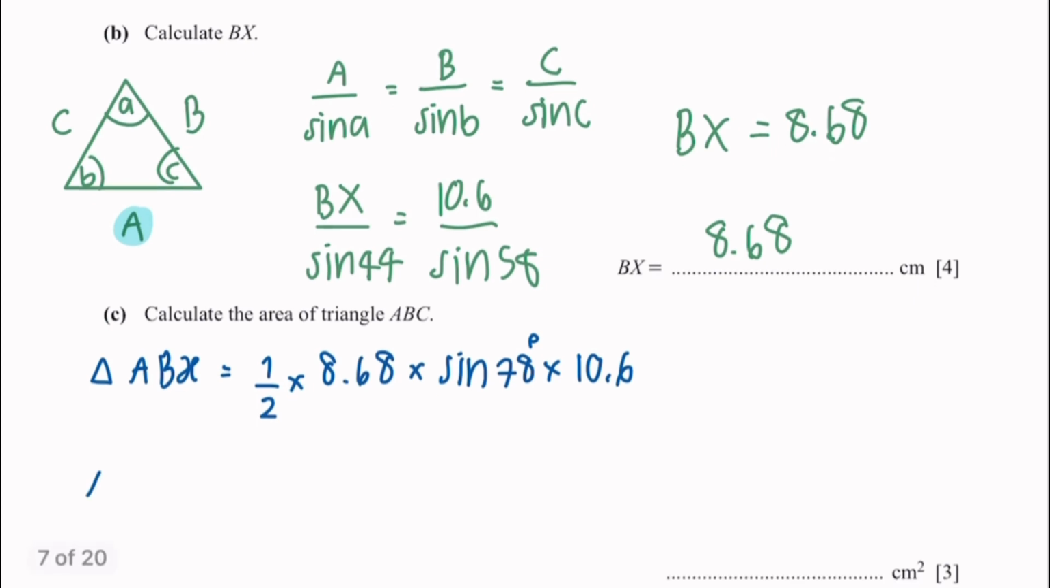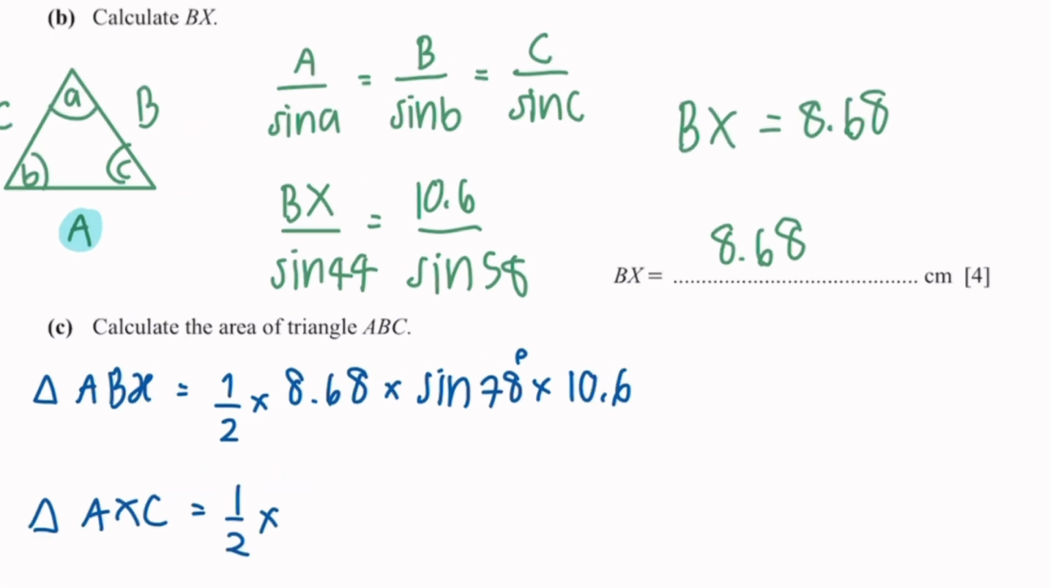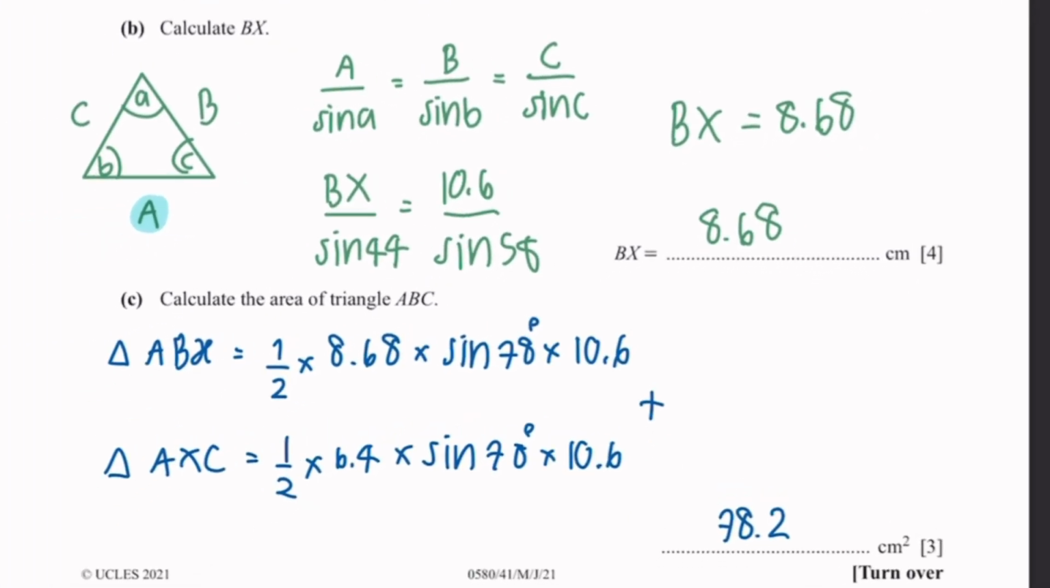And for the value of triangle AXC, 1/2 multiplied by the base length, which is 6.4, multiplied by its height, which is the same as the triangle ABX, sin 78 multiply 10.6. If you add them together, you will get 78.2 centimeters squared. So this is for question number 5.